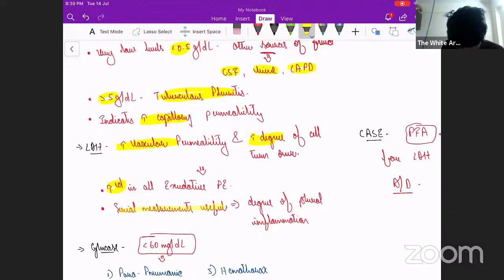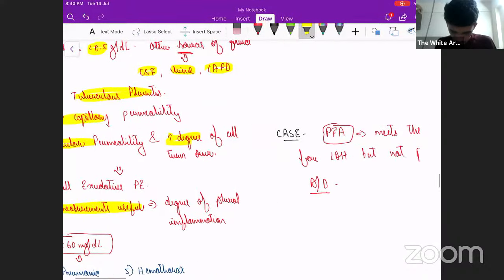Even serial measurements of LDH are important because they tell us how the disease is progressing, whether it is resolving or whether the disease is increasing. As in the case of infection, if the bacterial activity is more, LDH levels increase. If the bacterial activity reduces, it decreases. So the serial measurements are more important.